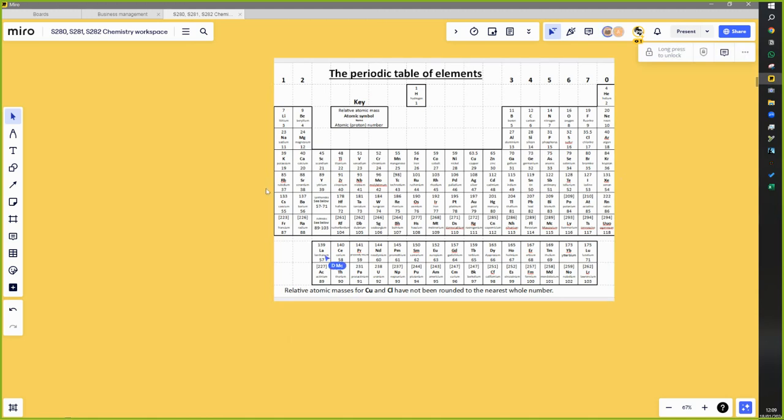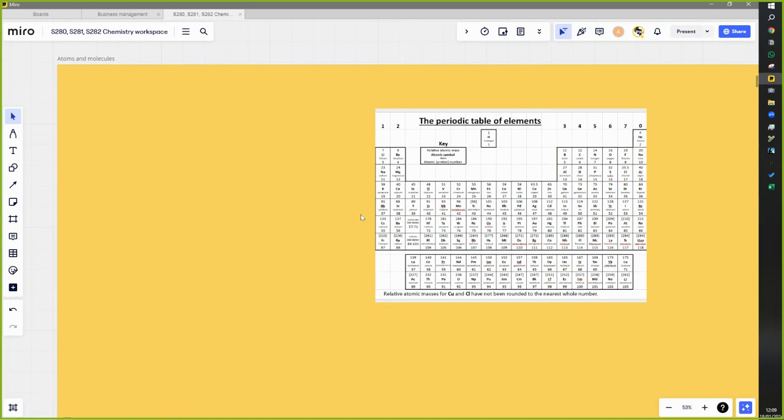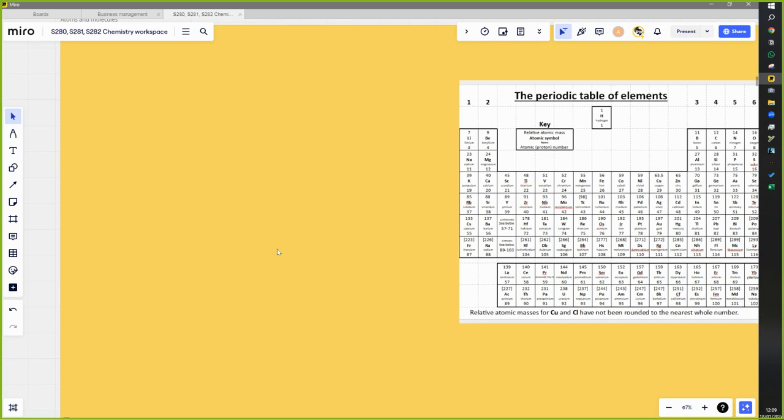Okay, so let's have a little overview of what we mean by atoms. As I said earlier on, absolutely everything that you've ever come across or probably know about is made out of atoms. So what might that include?